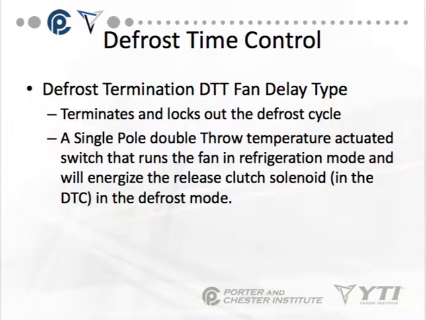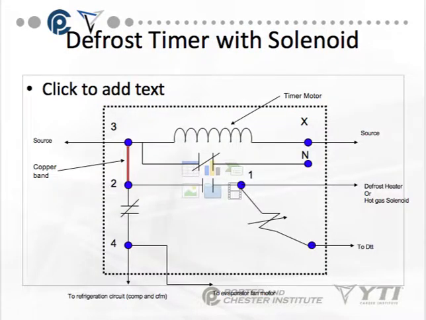So again, when we took a look at the wiring diagram for a timer with a solenoid, my DTT wires in here. Remember, I'm getting line voltage from that side because normally open has closed and normally closed has open. But on this side, we need to connect it to L2 or neutral. So the DTT is actually in the neutral line of both the evaporator fan and this clutch solenoid.